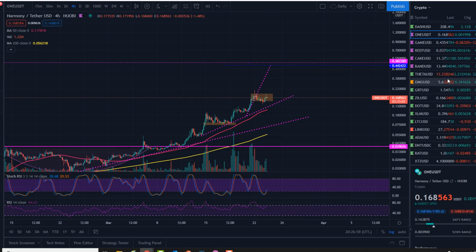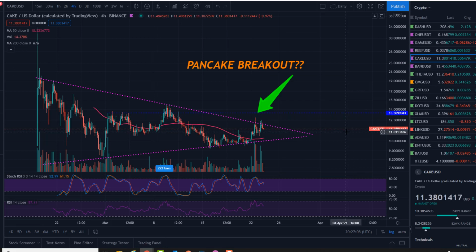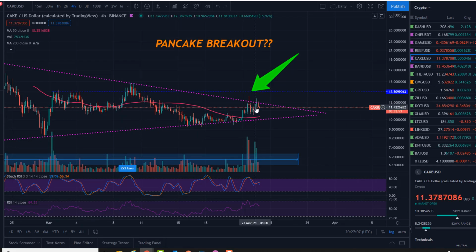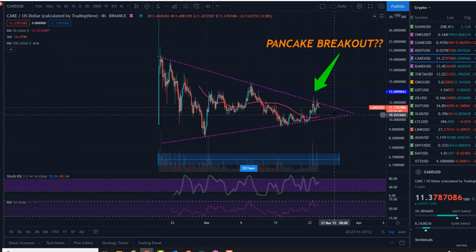That is that. I am also, as you all know, following Cake very closely, and it is now really testing the upper boundary of this triangle.